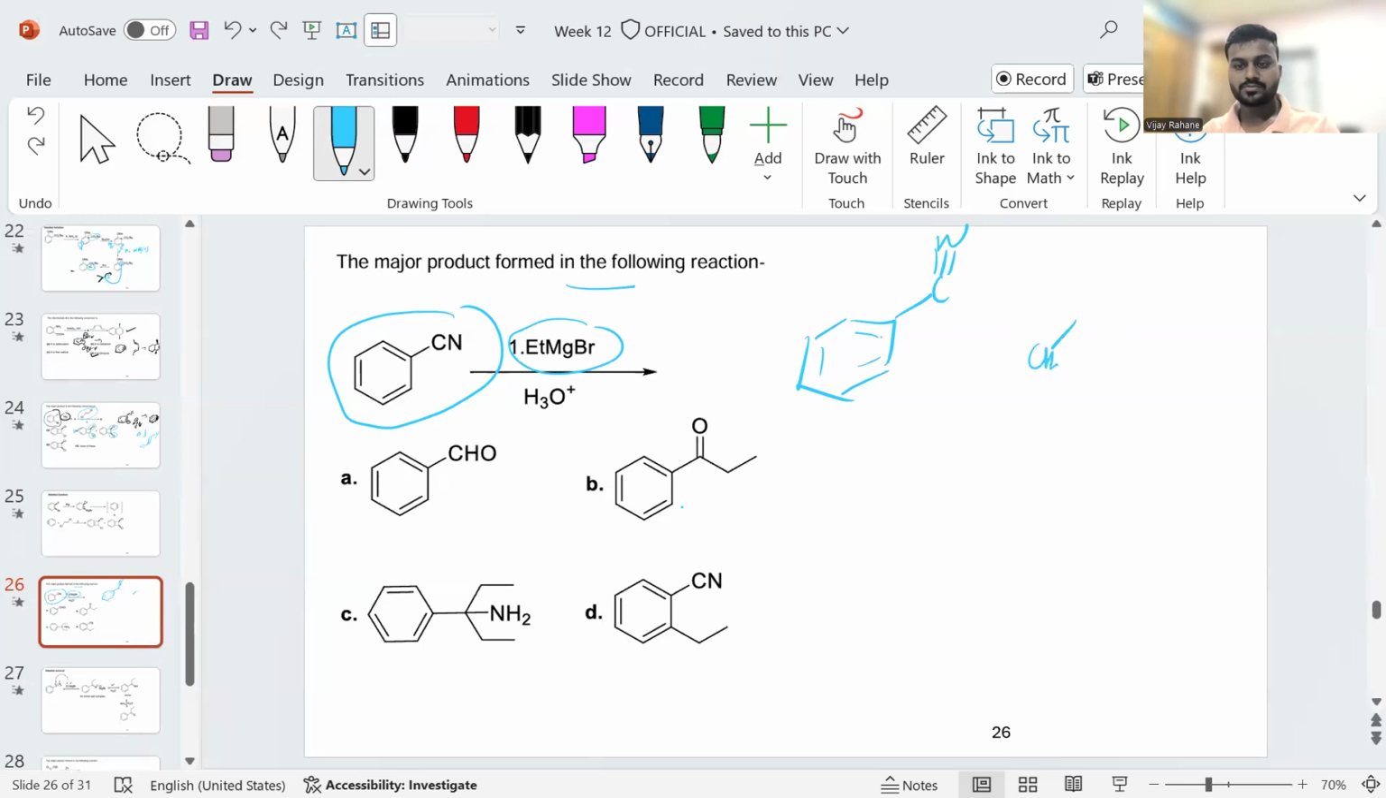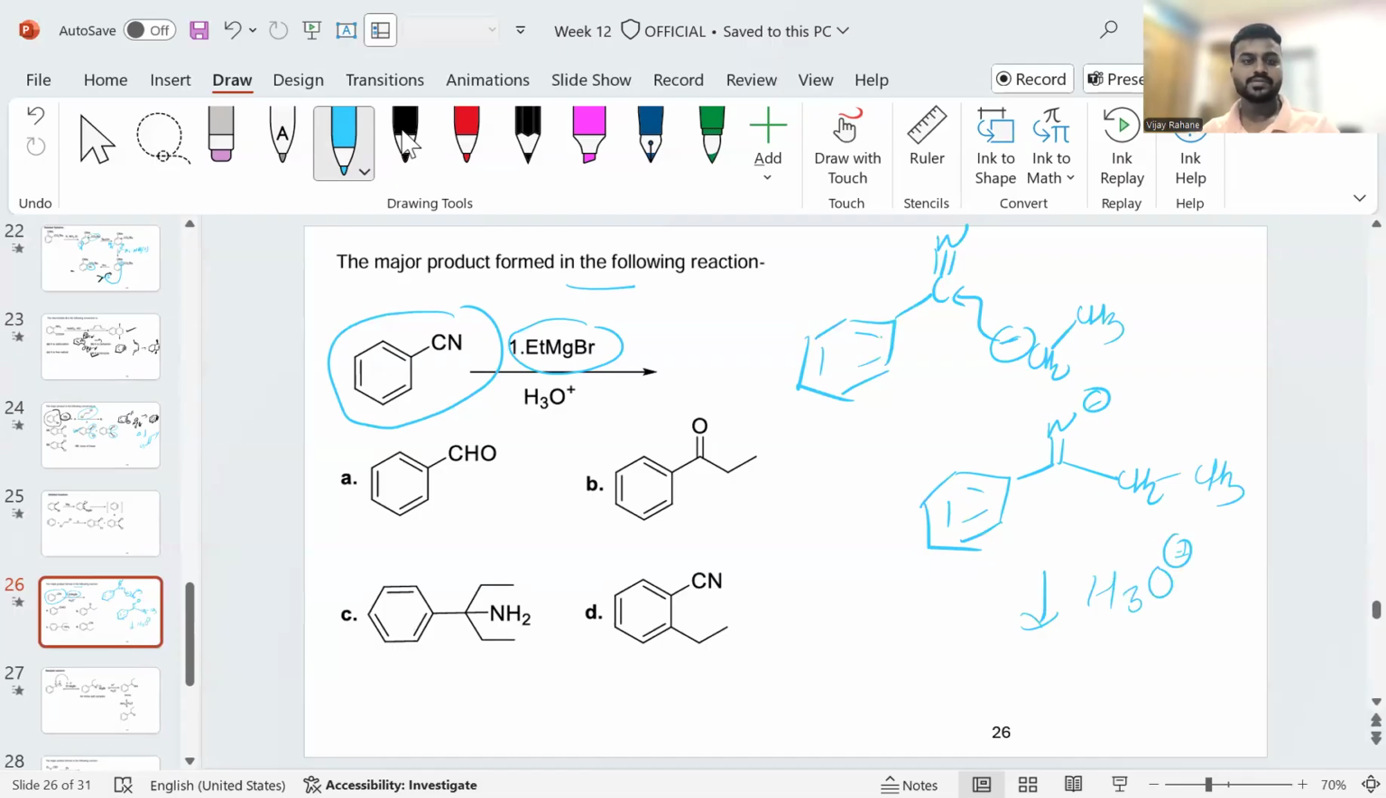So CH2 negative, CH3. So this ethyl group attacks on this electrophilic carbon. So it gives the formation of the C double bond N negative. And here there will be CH2 and CH3. So this aromatic ring remains as it is. Then it reacts under workup, let's say, acidic workup. So this imine bond cleaves to form the ketone, right? So this is the product formed.